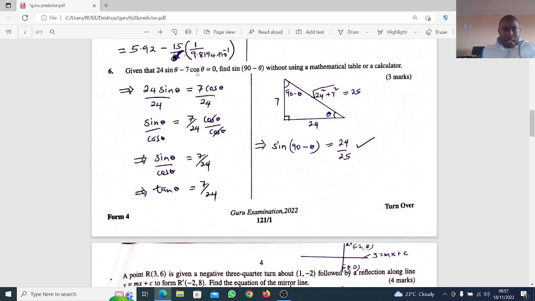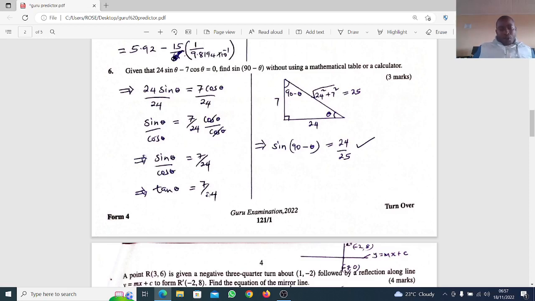That is, if we take the 7 cos theta to the right hand side, we shall get 24 sine theta equals 7 cos theta. We divide by 24 on each side, so that we remain with sine theta equals 7 over 24 cos theta. So if we divide by cos theta on both sides, the cos theta cancels, and here we remain with sine theta over cos theta equals 7 over 24. When we have this sine theta over cos theta, we know from the tangent that we have learned even in form 2 and form 4 that sine theta over cos theta equals tan theta. Therefore, tan theta equals 7 over 24.